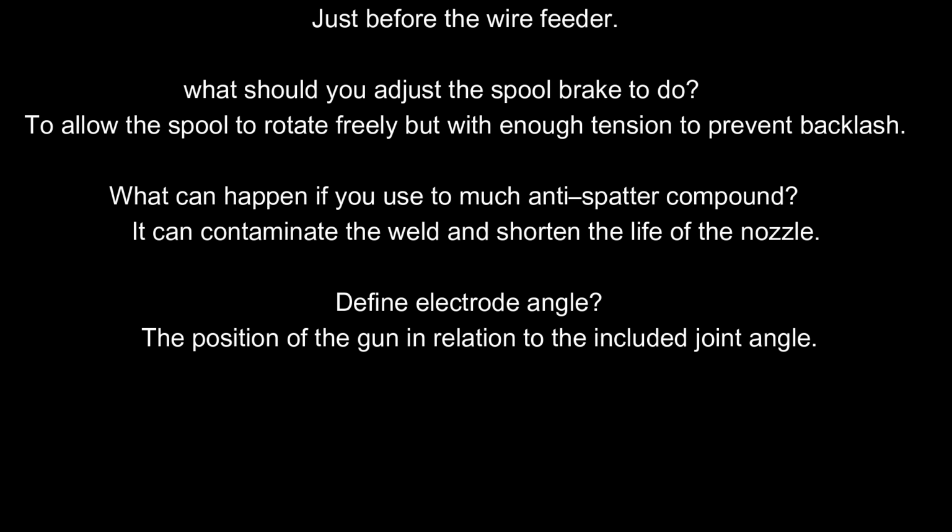Define electrode angle. The position of the gun in relation to the included joint angle. If undercut occurs, where should you point your electrode to eliminate it? Point it towards the undercut. It forces the undercut area to become hotter, so the metal will flow to that point.